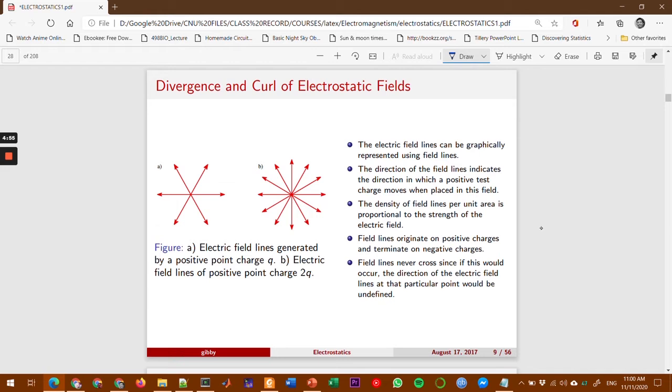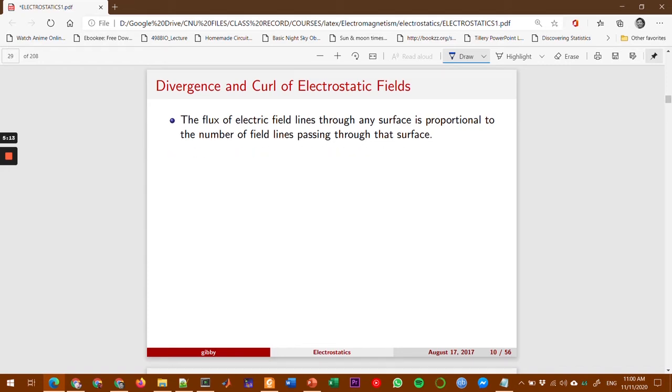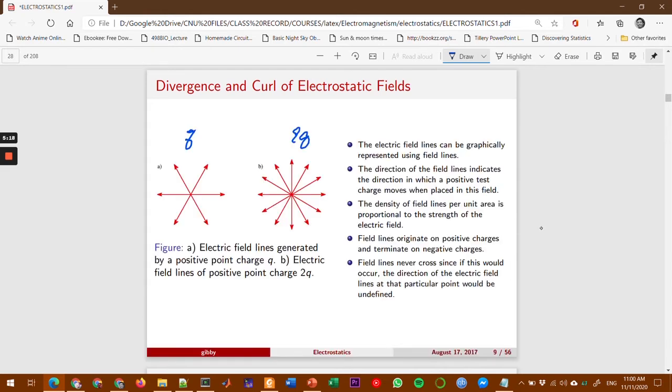So take a look at this graph. The electric field lines generated by a positive point charge Q and this is for a positive point charge 2q. So notice the difference, mas dako ang charge kani sa right hand side. So of course, mas daghan ang iyang field lines. The flux of electric field lines through any surface is proportional to the number of field lines passing to that surface. Of course, ang flux niya is proportional siya kung pila kabuk ang ni-pass through sa at pila kabuk electric field lines nilusot given a particular area ani.